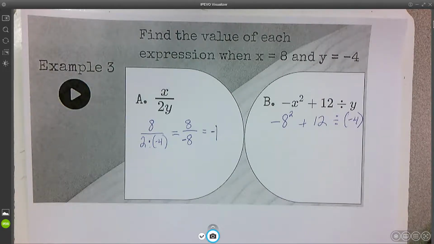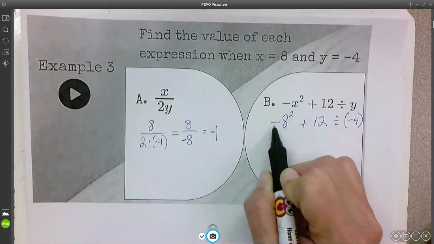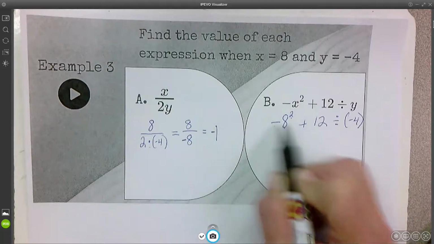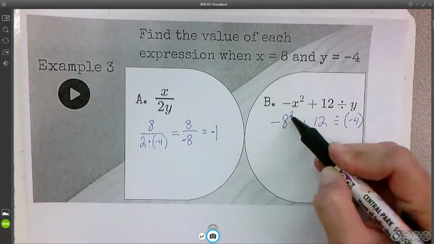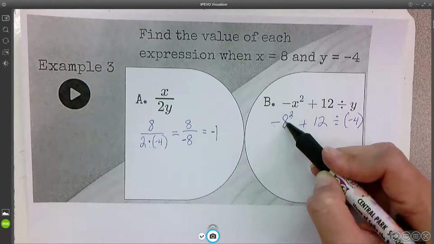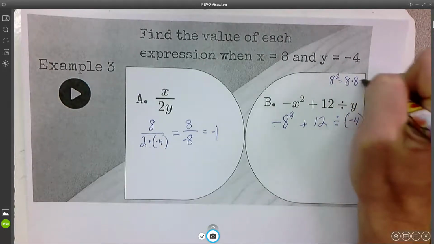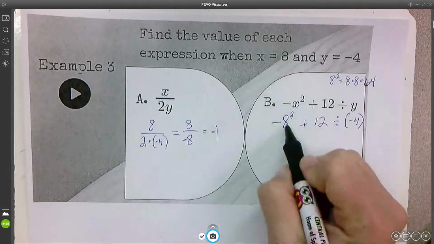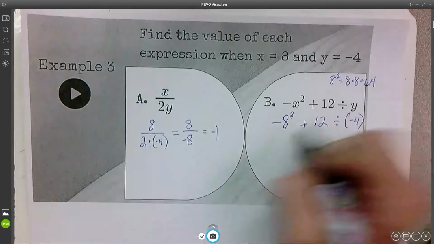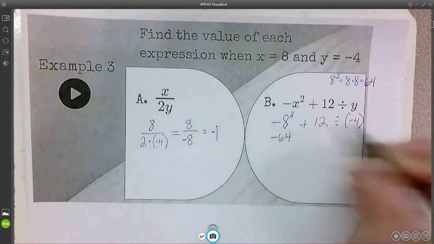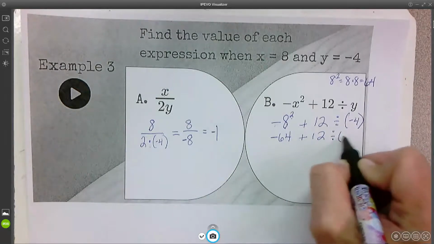Very much like the last section, this exponent is only attached to the 8, not this negative sign. That makes the base only the 8. So they want you to square your 8. So 8 times 8, which is 64, because 8 squared is equal to 8 times 8, which is 64. And they want the opposite of that answer. So the opposite of 64 is -64. Bring everything else down, plus 12 divided by -4.